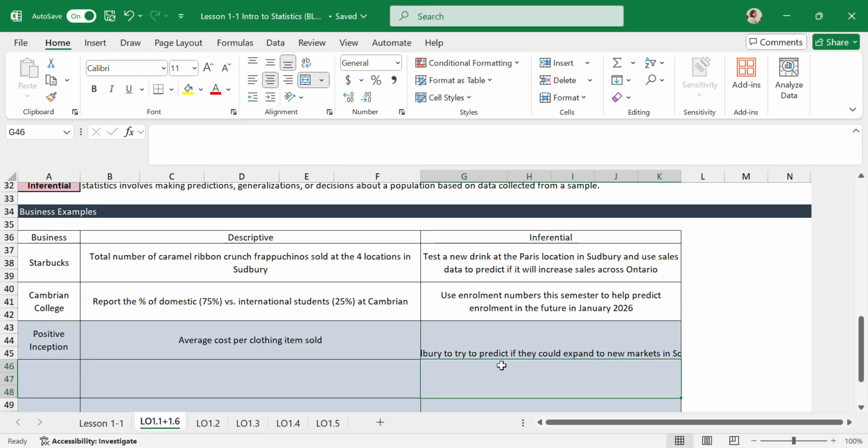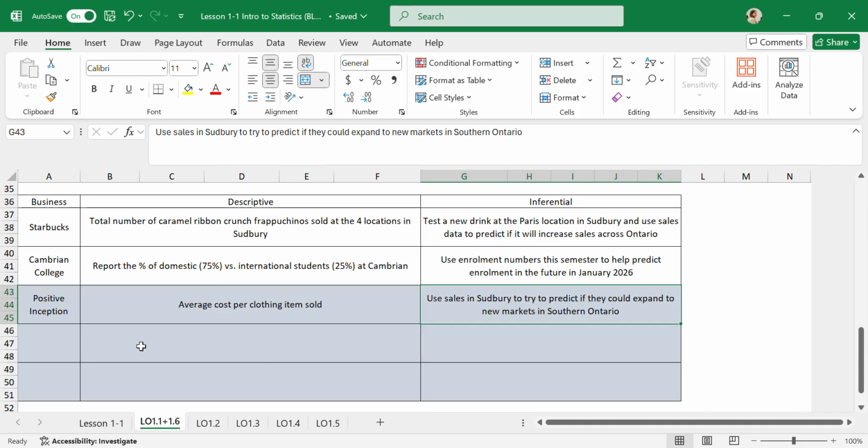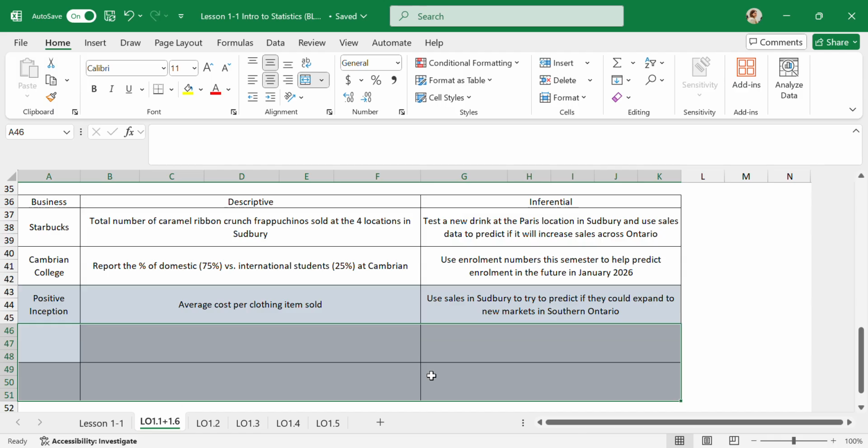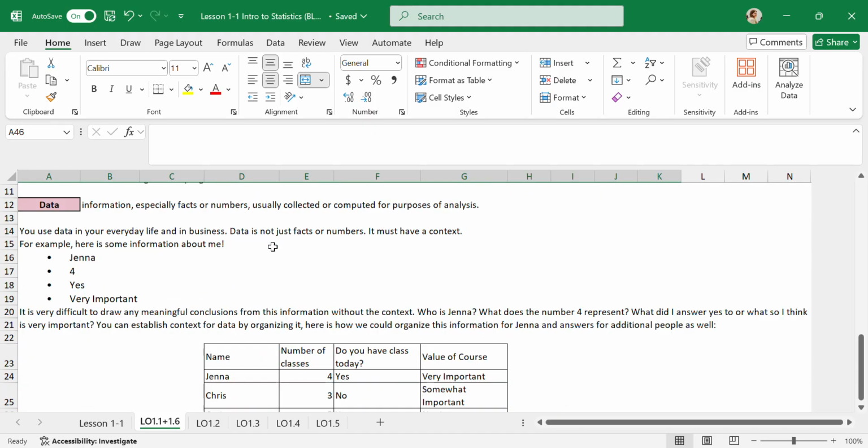So they look at the sales that they do have to try to predict if they could be successful in another market. Maybe they could even do a test, like a pop-up at a mall in Toronto and see what their sales are there to try to see if they would sell in general in Southern Ontario. So that's the idea. I came up with one example of a clothing store on the fly. You should try to think of your own example of any business and an example of how you could apply descriptive and inferential statistics. That is it for the first sheet in the lesson.